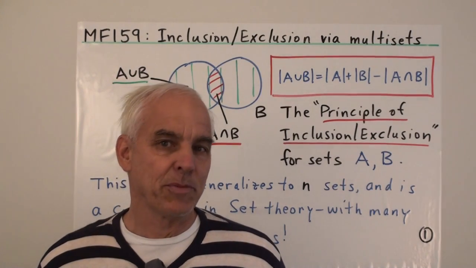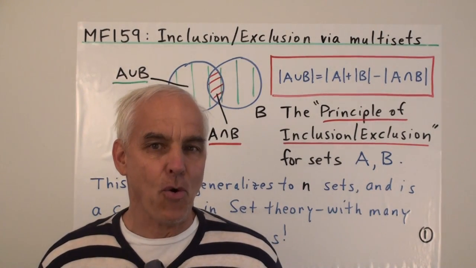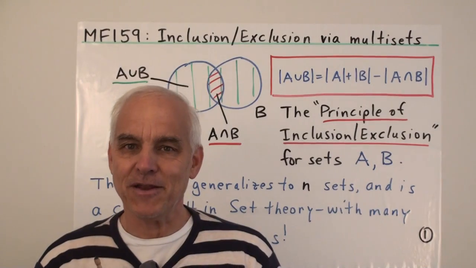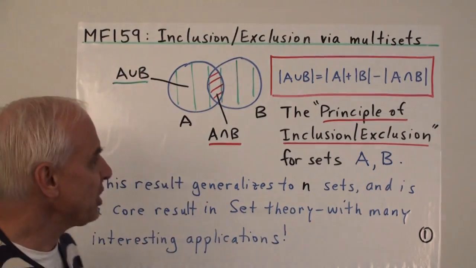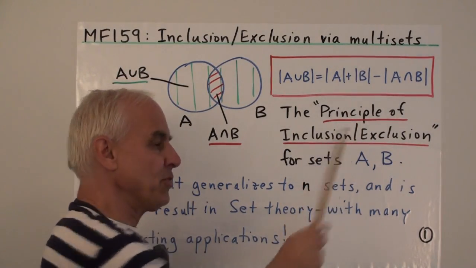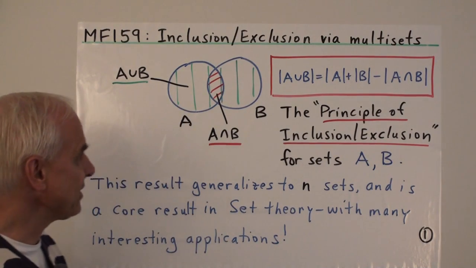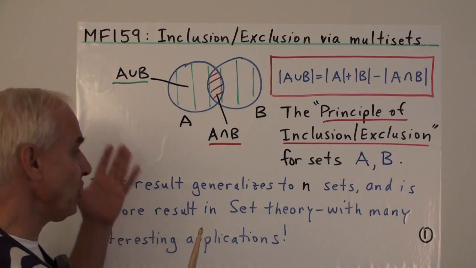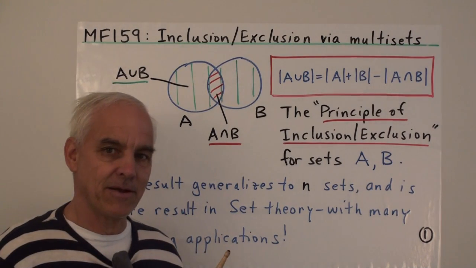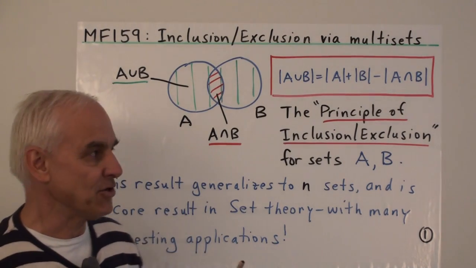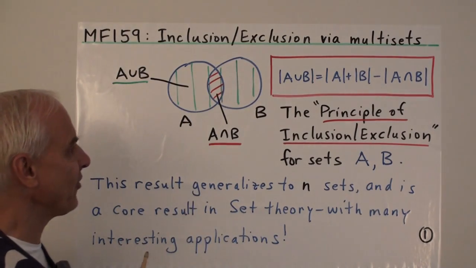In today's lecture, we're going to be looking at a very core formula in set theory, usually called the principle of inclusion-exclusion. And it's telling us something about sizes of unions and relating that to sizes of sets and intersections.